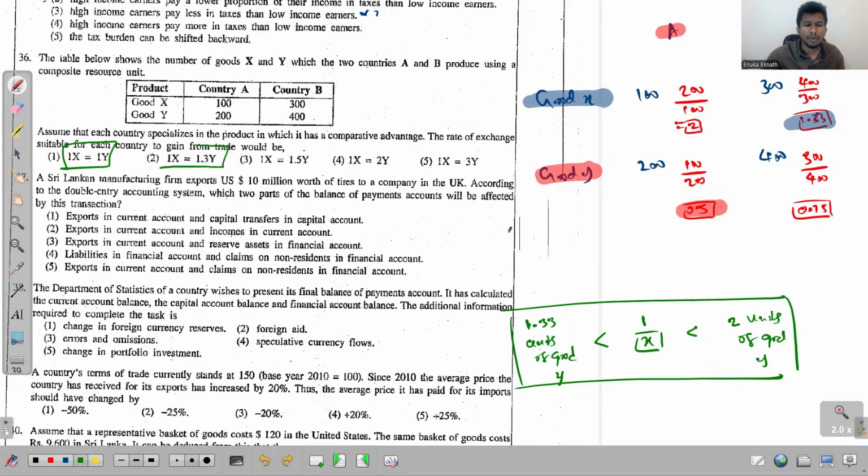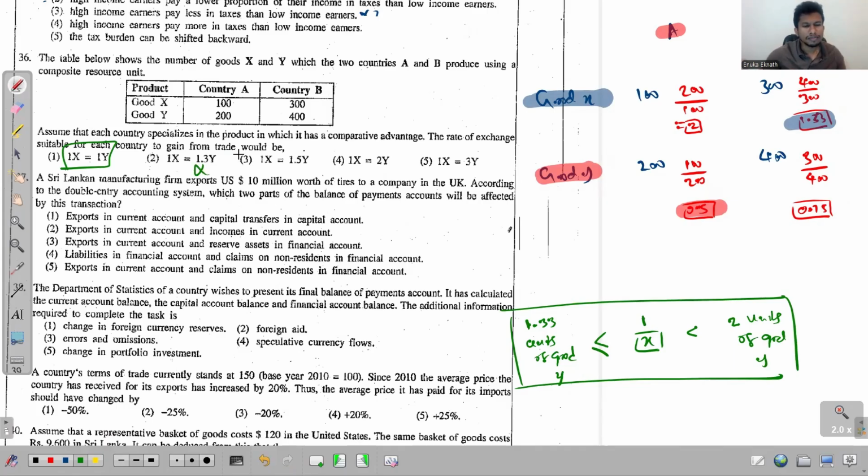Then 1 to 1.3: 1 unit of X is 1.3 units of Y. So once again, that is equal. If you put the equal sign, then we can engage in international trade, but there's no benefit for any country by engaging in international trade. So this is also not the answer there.